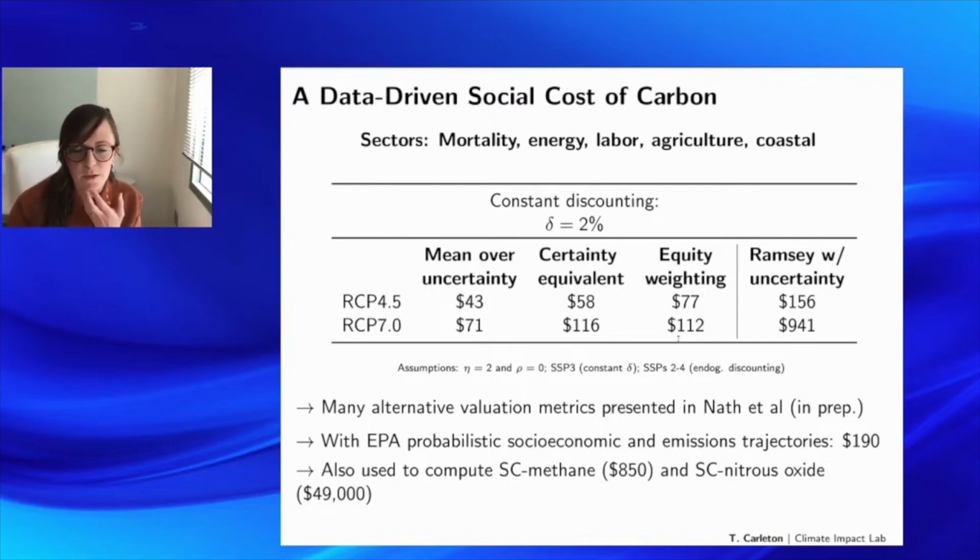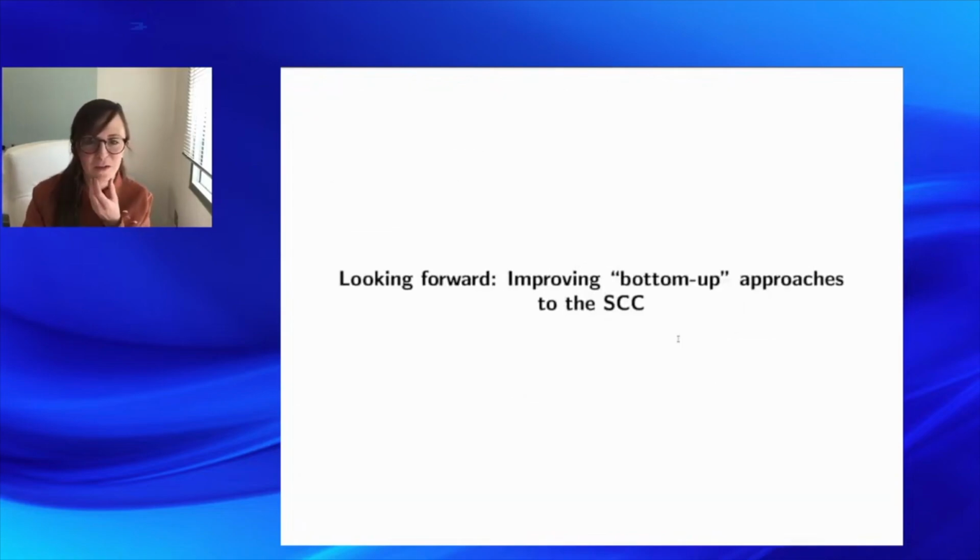We've been building this tool to integrate the probabilistic scenarios that Max highlighted coming out of RFF and Jim's work. And then the same infrastructure can be used to compute the social cost of methane and nitrous oxide. I think I have about 1 minute, and so I'm just very briefly going to talk about where I think we should go going forward. I think this hopefully contributes to the conversation Max and Jim have been having about where to go from here.